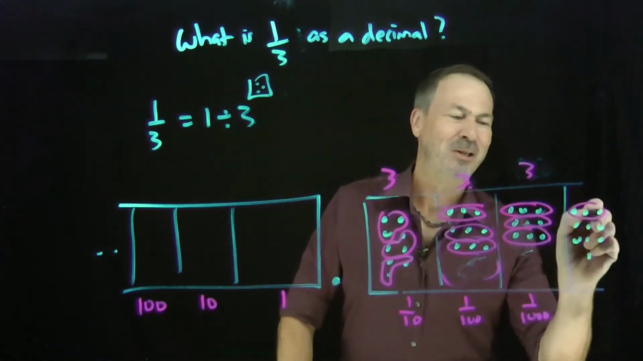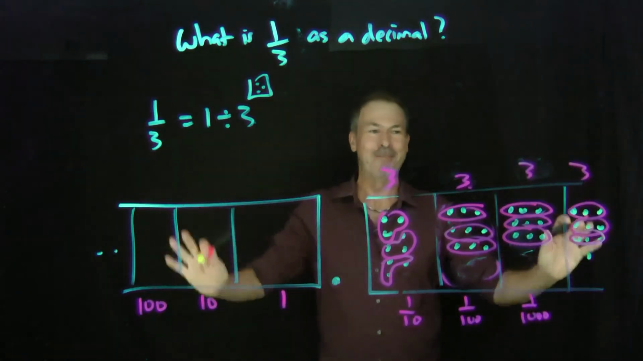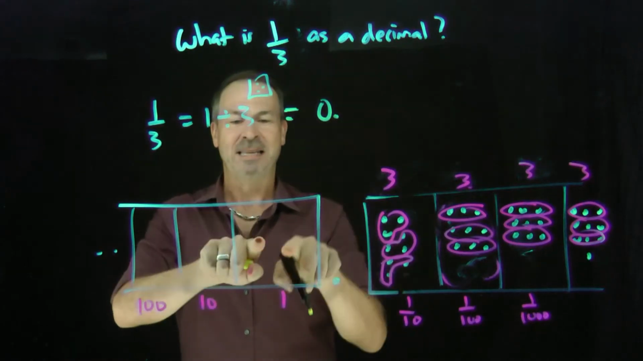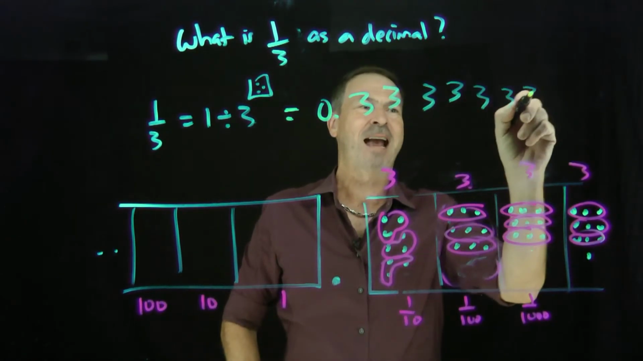Okay, how long do you want to watch me do this? Because we're going to be here for quite a while. We see we're now in a pattern. We're going to be doing this forever. We'll get nothing here, but then we'll get a 3 and a 3 and a 3 and a 3 and a 3 and a 3 and a 3 and a 3.